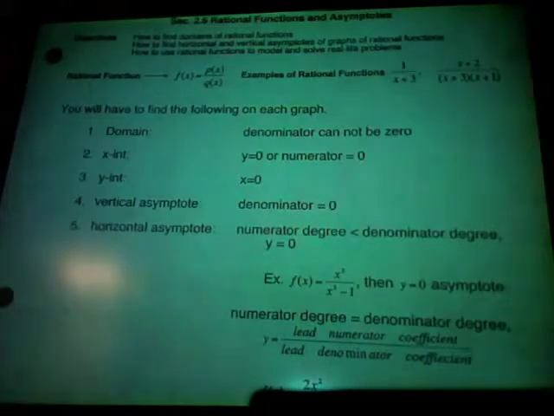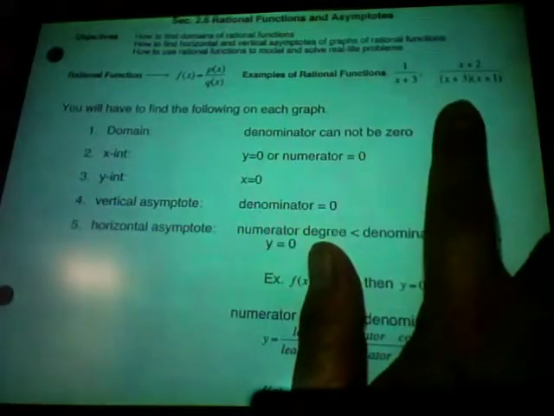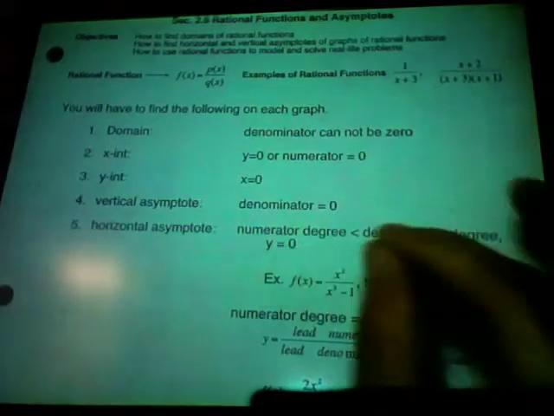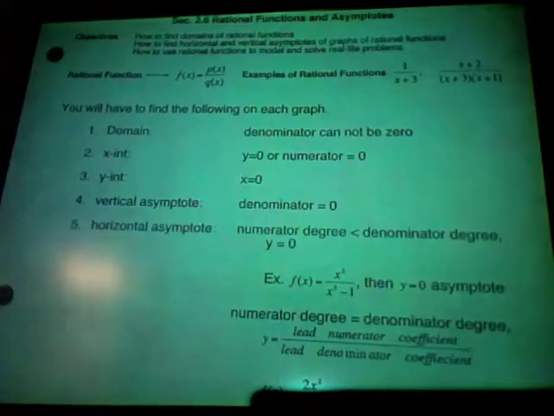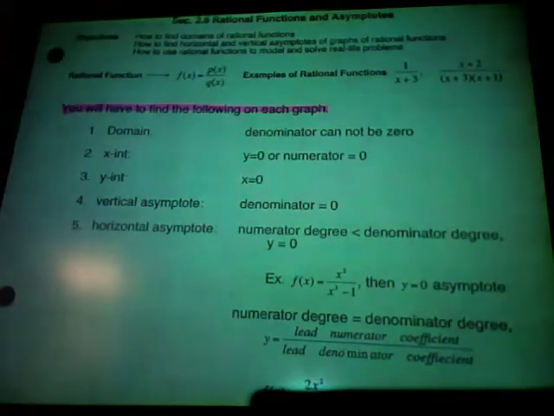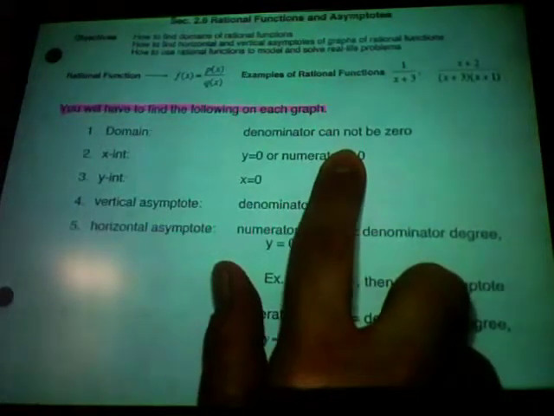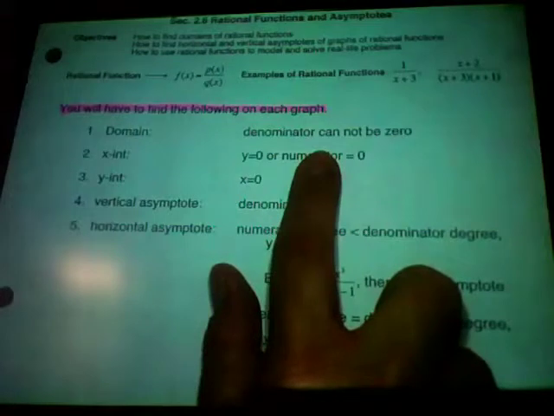So number 1, your domain. As you're looking at a function that is a fraction, how is the domain restricted? What can there not be on a fraction? The denominator cannot be 0. So do I care about the numerator with the domain? No. If there is a variable in your denominator, you're going to set that denominator equal to 0, right? So that's how you're going to find out what your domain is.